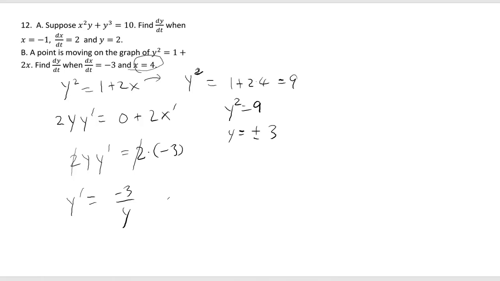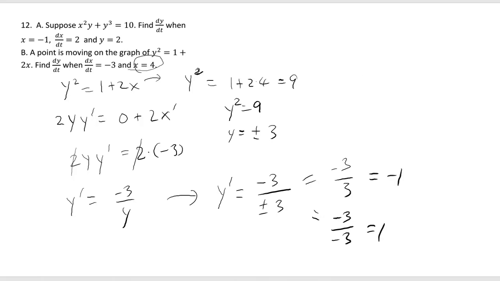So when you plug that in, now we have y prime equal to -3 over plus or minus 3. So you actually have two cases: either -3 over +3, which will give you -1, or -3 over -3, which will give you 1. So the answer is y prime is 1 or -1. That's the answer. This concludes the review. Thank you.